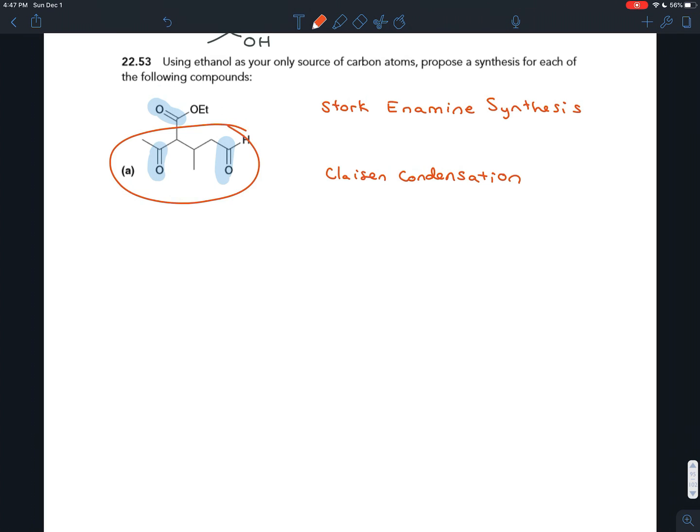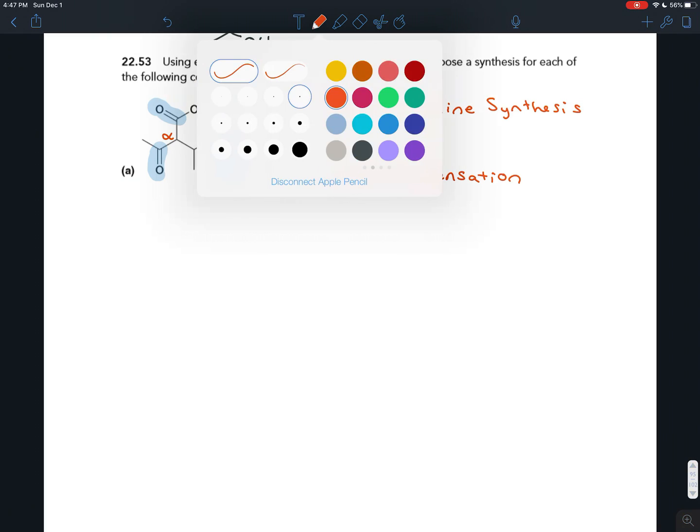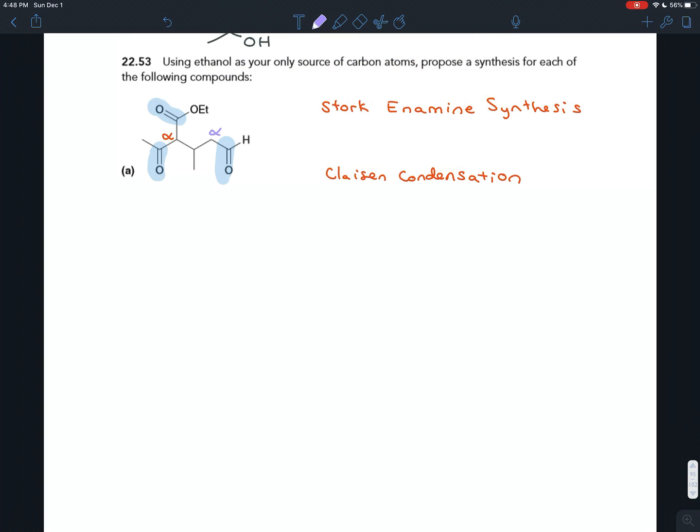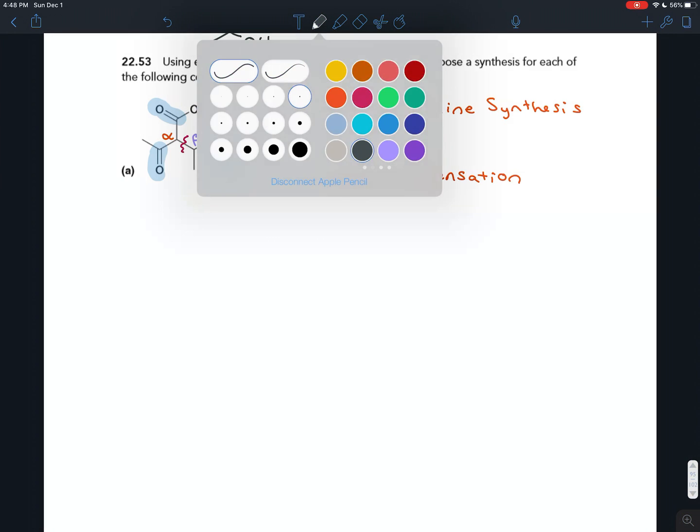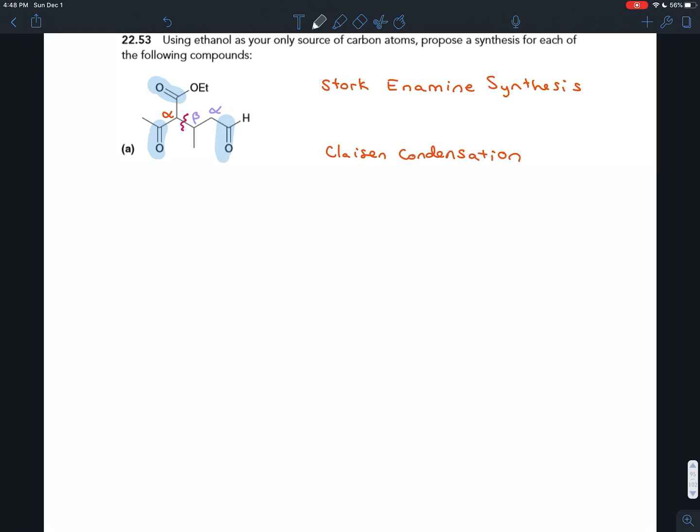Now when we just look at these 2 functional groups, remember the Stork enamine synthesis happens when we take the alpha carbon of one molecule, so the carbon that's alpha to this functional group, and we react it with the beta carbon, so here's the alpha and the beta carbon of a second functional group. So we're going to break this bond here. I'm going to draw those 2 pieces separately.